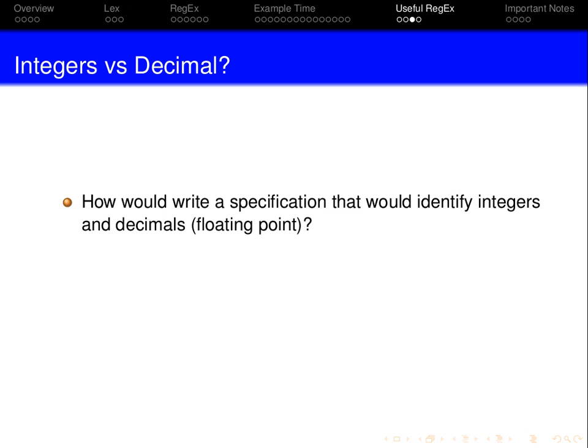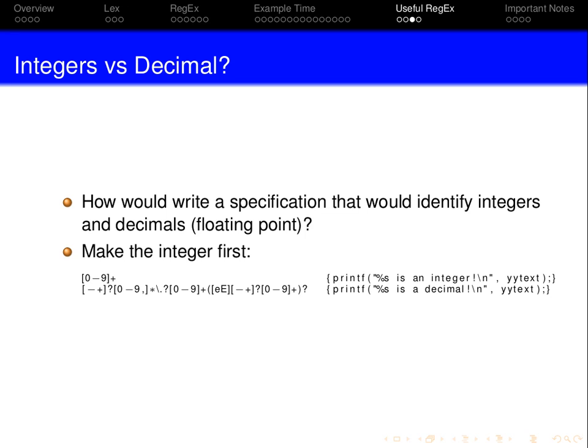That would identify integers and decimal points. I think I'm going to answer this one for you. Make the integer first, so that it will first parse the integer and then try and go into the decimal. Because remember, if you write an integer, it would match both of these regexes, because it would just match the beginning part of the second one. But since you listed the integer one first, it would parse and match that one first, and would not go on to the second one.